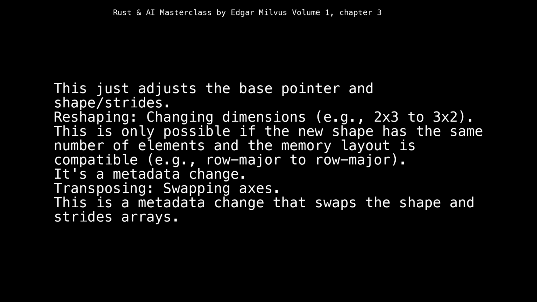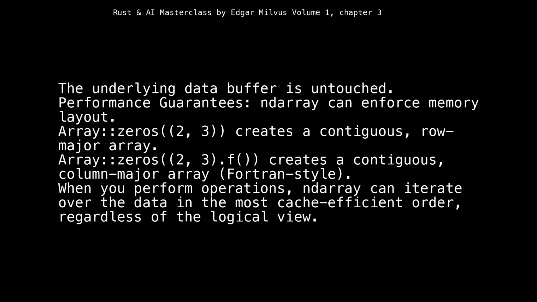Reshaping: changing dimensions, e.g., 2x3 to 3x2. This is only possible if the new shape has the same number of elements and the memory layout is compatible, e.g., row major to row major. It's a metadata change. Transposing: swapping axes. This is a metadata change that swaps the shape and strides arrays. The underlying data buffer is untouched.